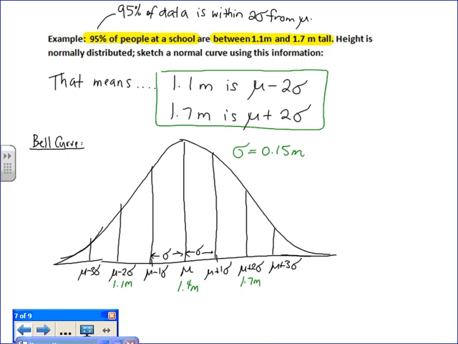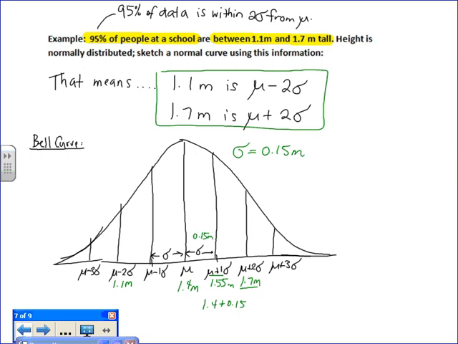So if I looked at 1 standard deviation above the mean right here, that would be 1.4 plus 0.15, so that will be 1.55 meters. We could just double check that: if I added 0.15 again, that would give me 1.7, and it does. So this right here is equal to 0.15 meters.